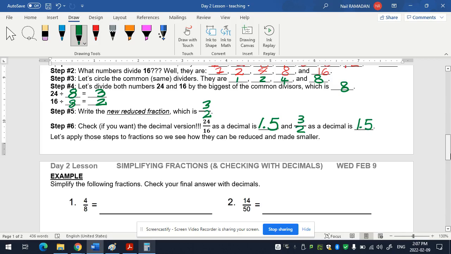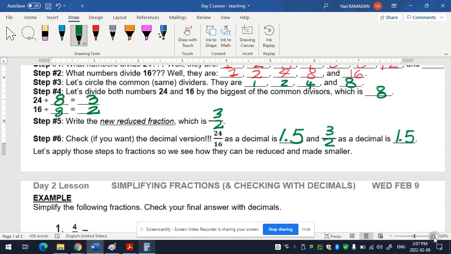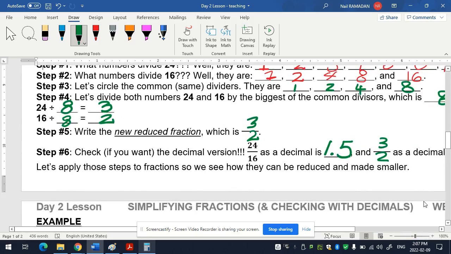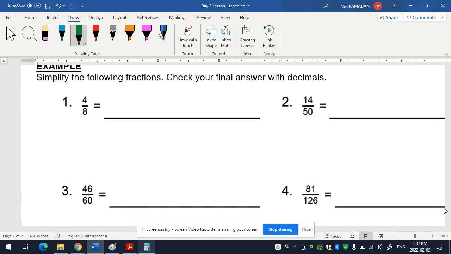All right. Let me show you the easiest way. Listen up, everyone. I don't want you to write all this just to reduce a fraction. I'll show you how to do it really quickly on the fraction question itself. So let's look at the first one. 4 and 8. Let's look at the 4. What's the first number that it divides?